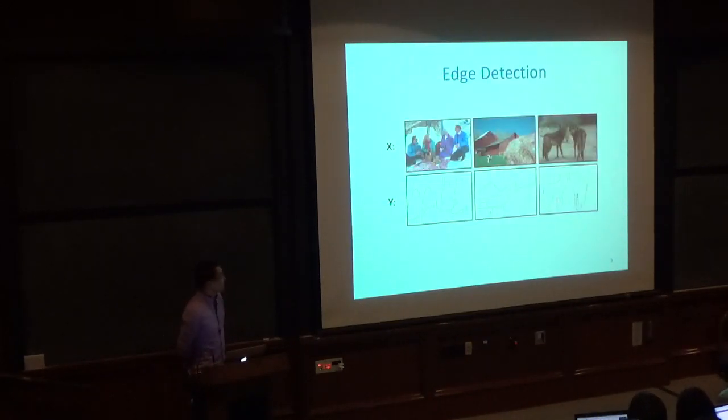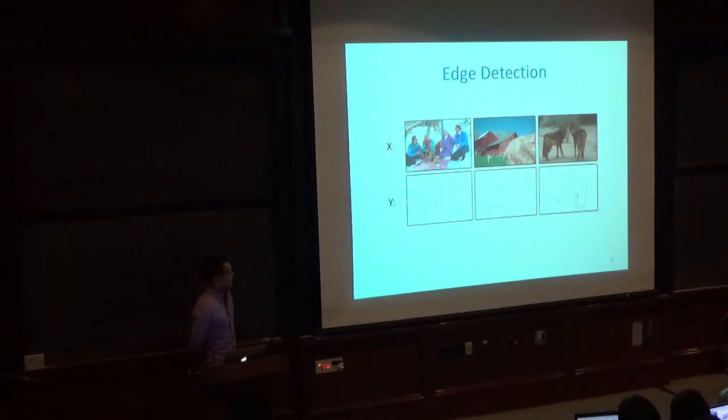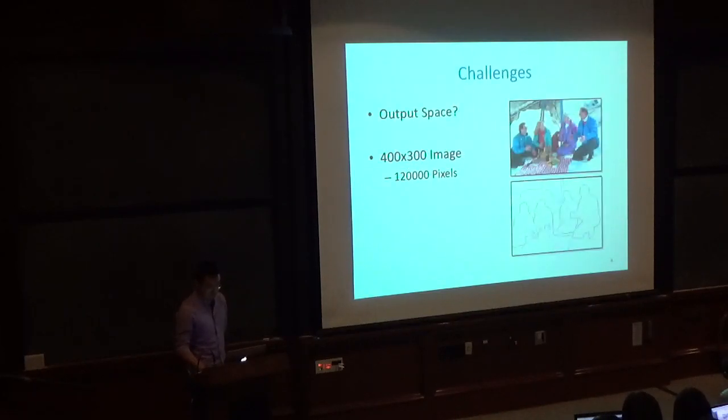Let's start with edge detection. It's a fairly classic computer vision problem. The basic idea is the X, your input, is an image, perhaps 3 channels, perhaps black and white. And what we want to predict is the edge mask of this image. There's a little bit of ambiguity in how you define edge mask, but roughly it corresponds to what you see in the bottom row of images. That's the prediction. Okay?